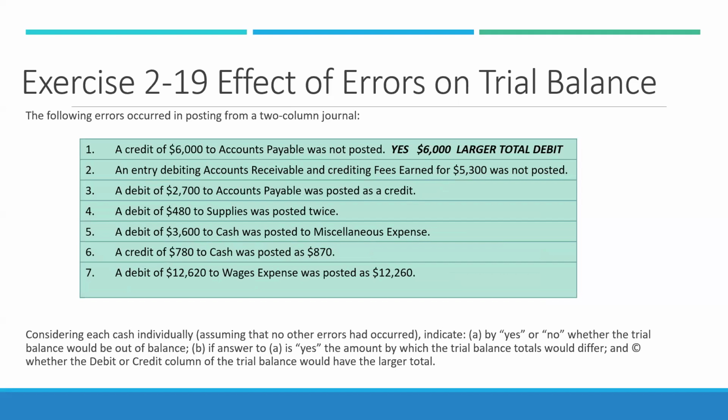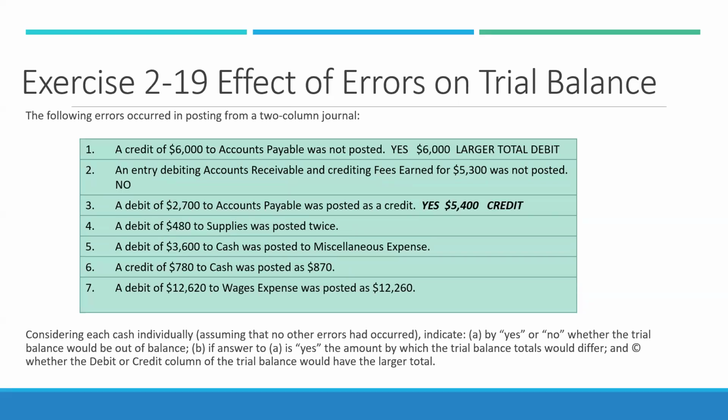A debit of 2,700 was not posted, or no, was posted as a credit. So this is going to impact it, and the impact is actually going to be double the amount. So it's going to be 5,400 more debits than credits. And then a debit to $480 to supplies was posted twice. So the debits are going to be greater.